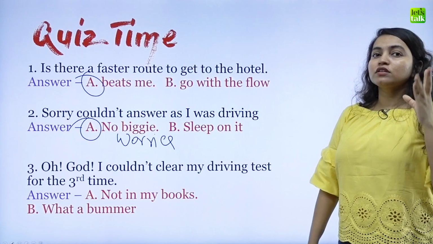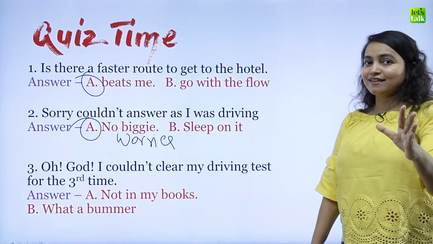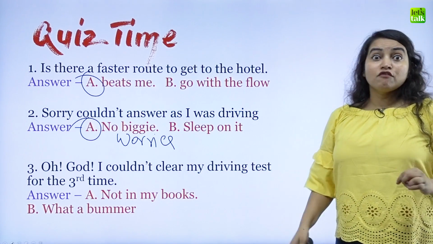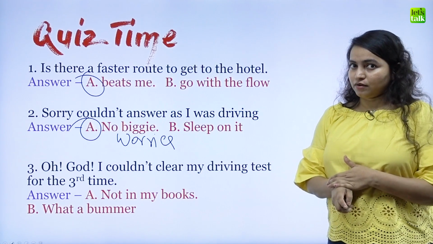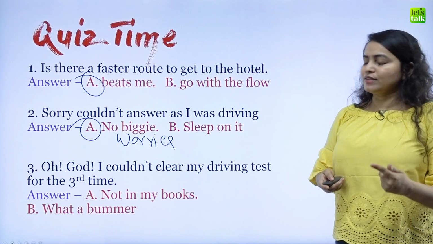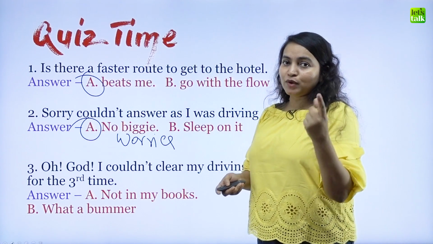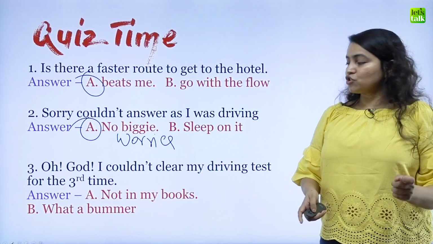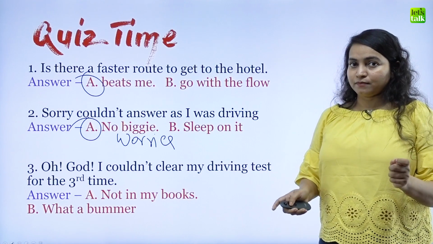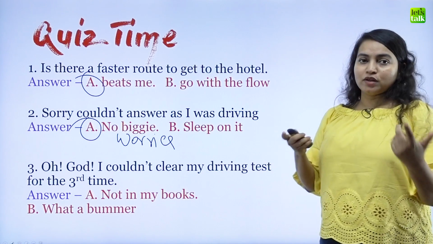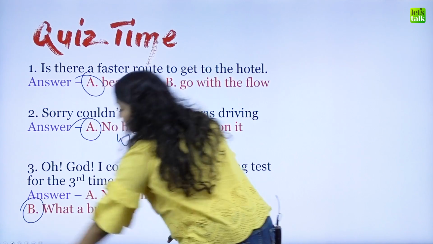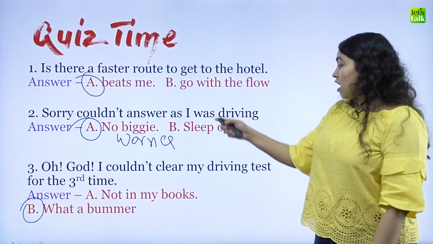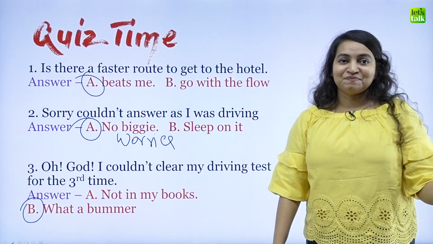Okay, well, I'm sure the third one is going to be super easy for all of you because you're getting all of these right. Oh God, I couldn't clear my driving test for the third time. Now, I'm really disappointed here, okay, because the third time I could not clear the driving test. I'm a bad driver. So what's going to happen? What do I say? Do I say not in my books? Or do I say what a bummer? What is the emotion when I fail for the third time? The emotion is disappointment, right? So what would I choose? I will choose the phrase, what a bummer, which means I am disappointed. Or I can say, I'm totally gutted. I couldn't clear my driving test for the third time, okay?